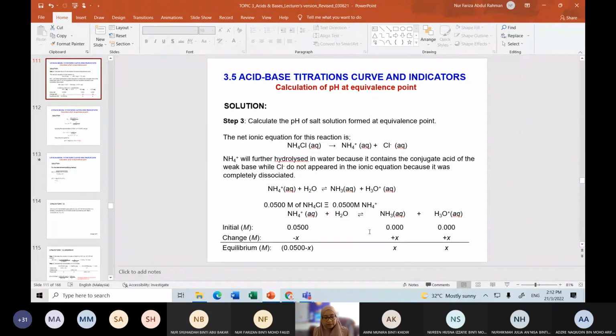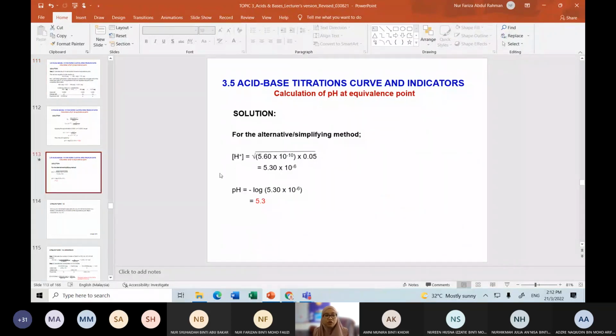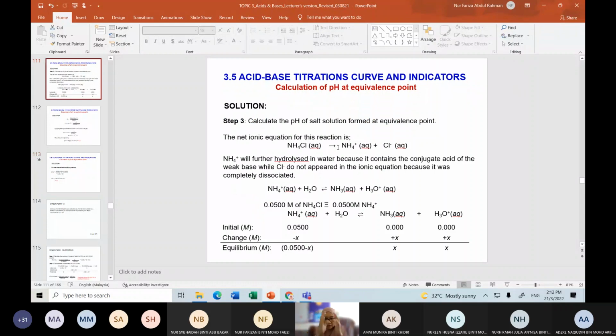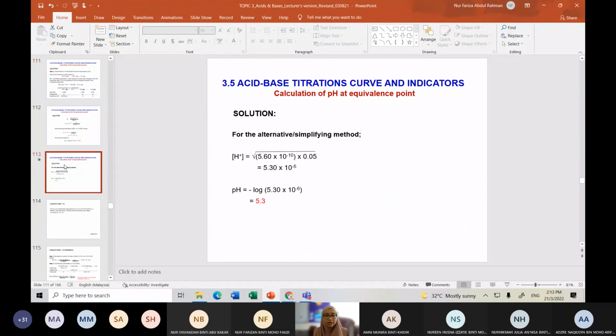The ICE table can still be used even though you are using the alternative method, because the ICE table allows us to see everything. You have the equation, what is actually happening, and then you have the steps. Okay, initially we have this concentration, and then these are the changes, and then at equilibrium, and then you can simply insert into this formula. Okay, this method.